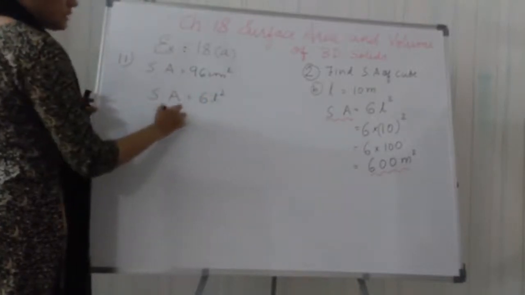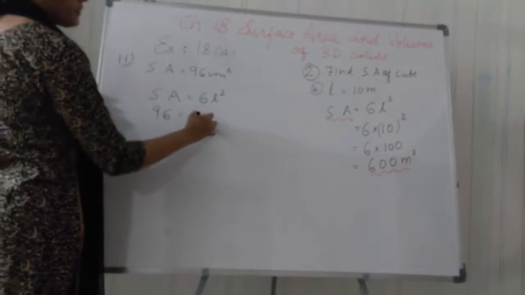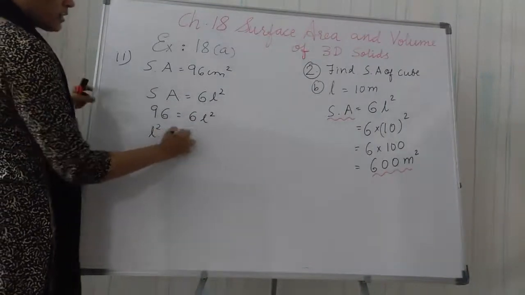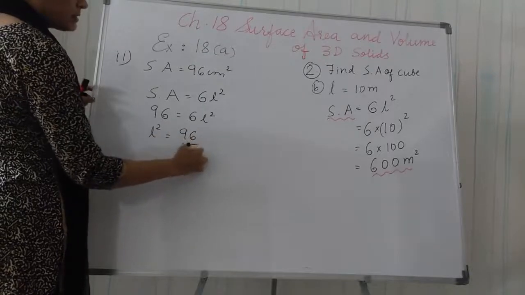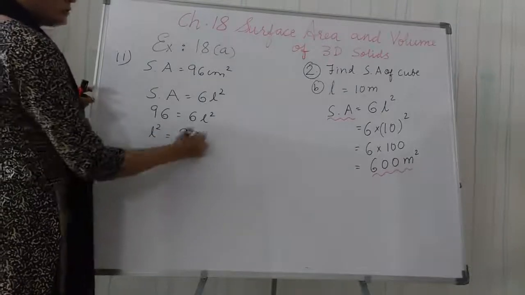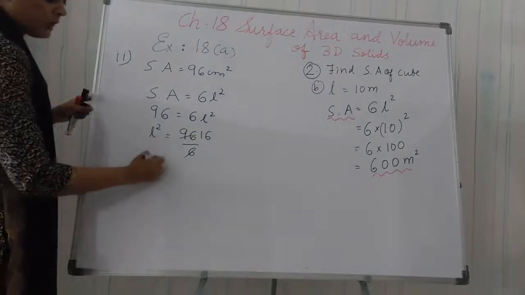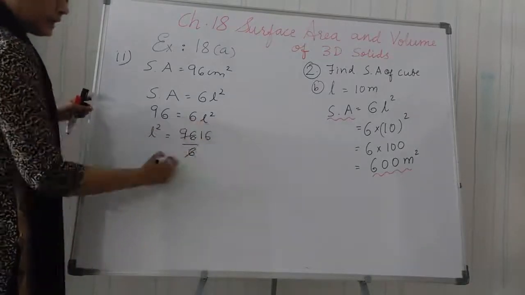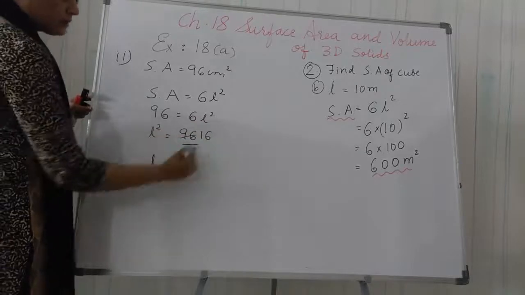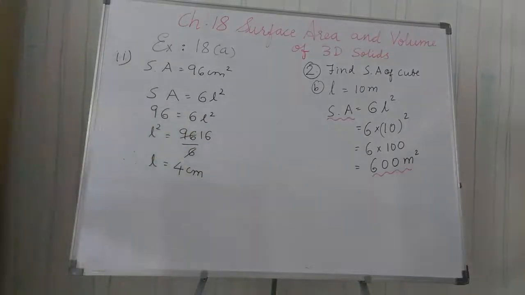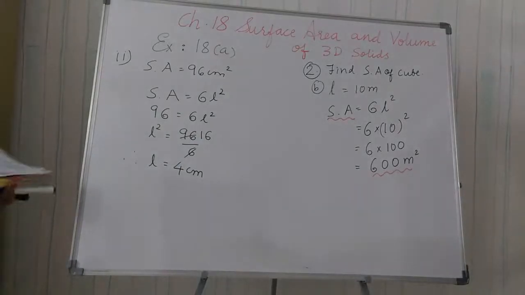So I have the surface area formula as 6L square. Now I substitute this value, 96 equals 6L square. Now 6 will be divided here. So L square is equal to 96 by 6. So this is 16. Now I take the square root on both sides. So I get L is equal to 4 centimeter. So this is how I solved the second part of question number 2.